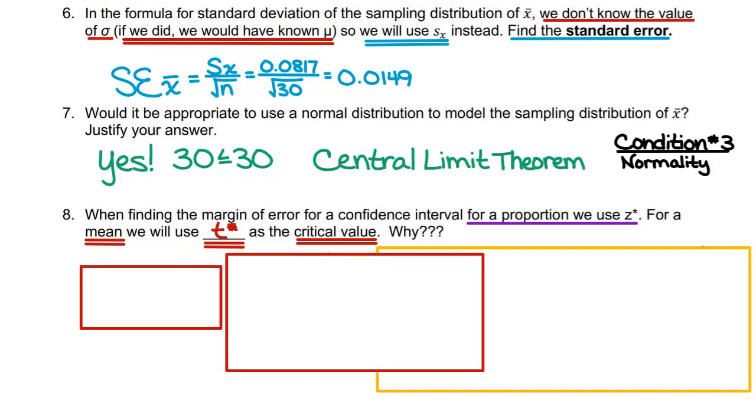When finding the margin of error for a confidence interval, do you guys remember using z star? For a mean, we use t star. If you have one of these with you, the table A and the formula sheet and all that, go ahead and grab it out. If you don't have one with you right now or easily accessible, raise your hand. I'm going to get one to you right now.